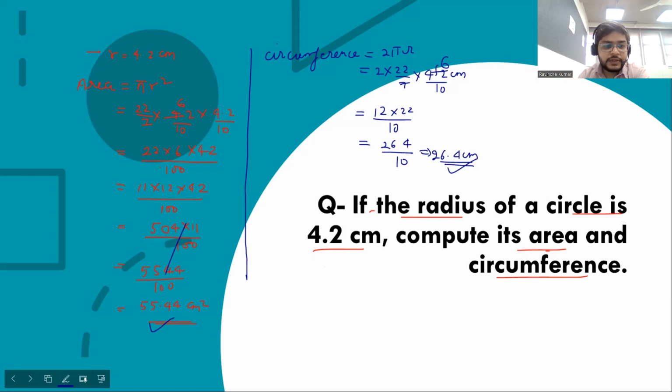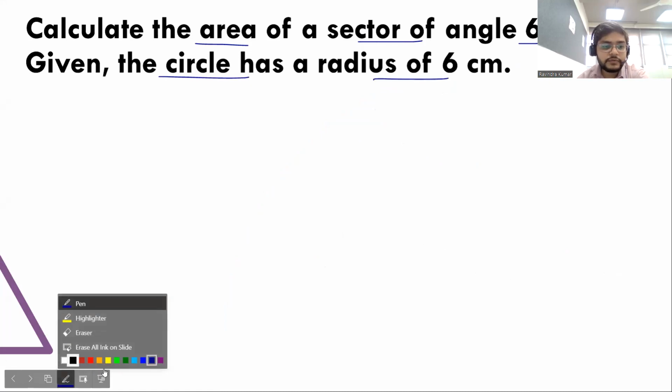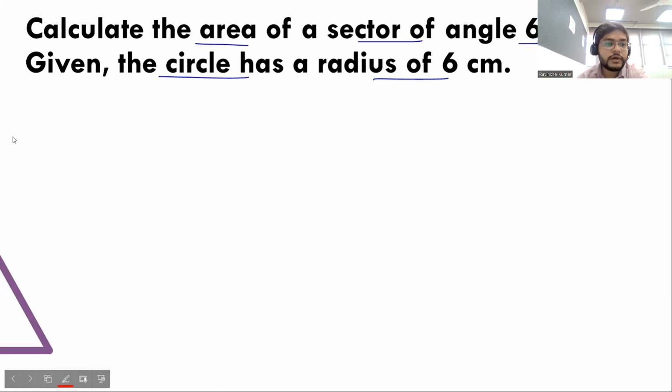Now let's move to the next one, which is this one. Just read the question first, then we will solve it. It is saying that calculate the area of a sector of angle 60 degree, given the circle has a radius 6 centimeter. First you have to know the formula. What is the formula of area of sector?